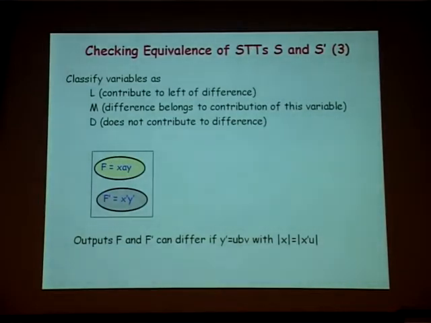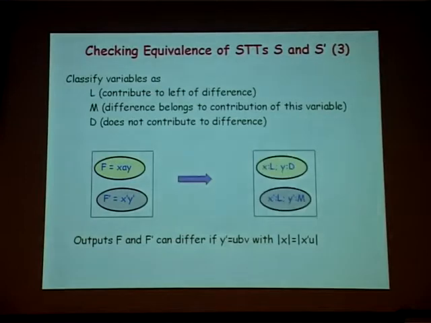make sure that this length requirement is enforced using a counter. So this abstraction basically says, let's get rid of all these assignments to variables and replace them by this finite state information, which is just classifying variables into these three classes. For this example, x is left, y is don't care, x prime is left, and y prime is middle.